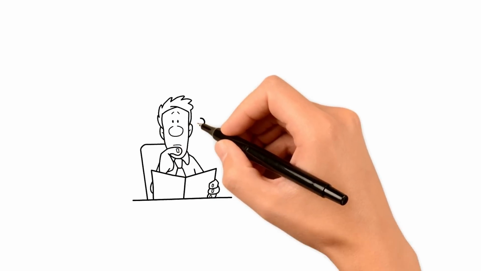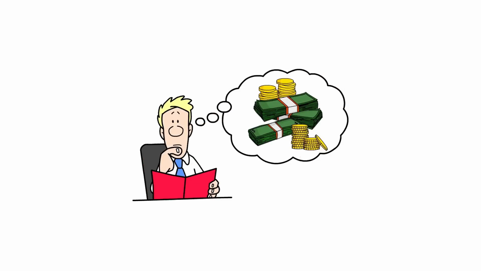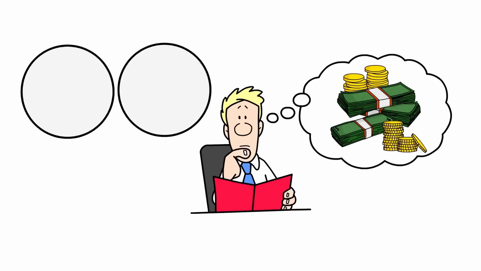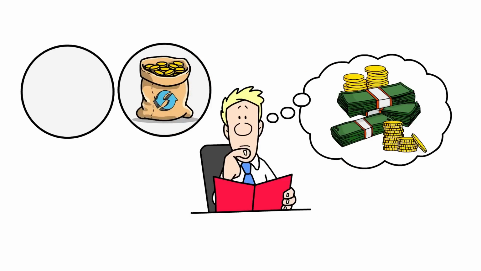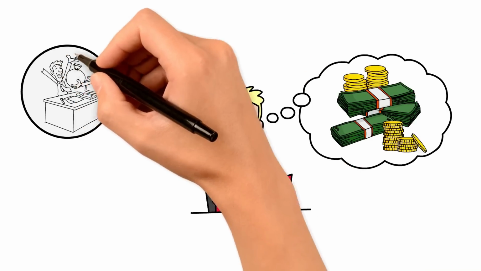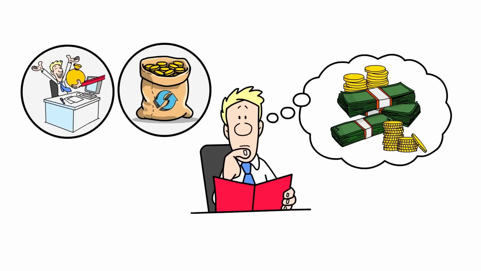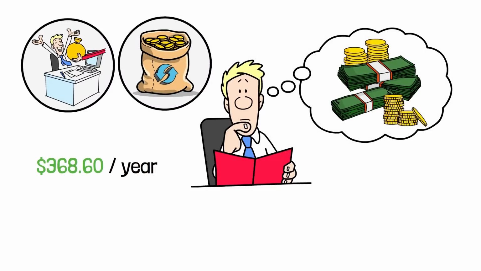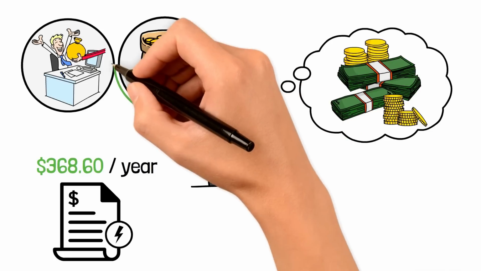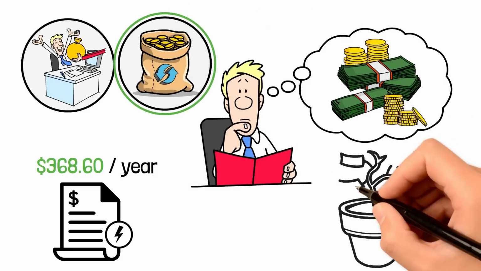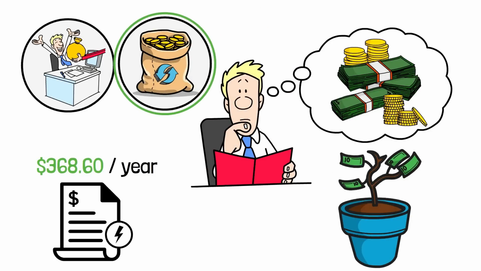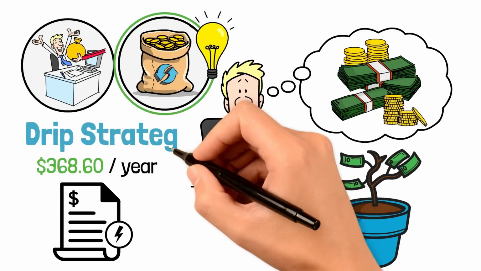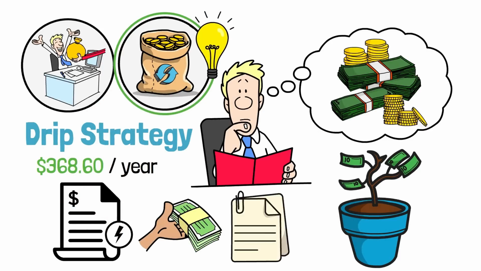Once your portfolio is set, you'll need to decide what to do with your dividends. You have 2 main options: take the cash or reinvest the dividends. Taking the cash gives you immediate income, which is great if you need the money now. For example, $368.60 per year from our sample portfolio could cover a utility bill or 2. But reinvesting dividends can significantly boost your income over time through compounding. Many brokers offer dividend reinvestment plans, known as DRIP strategy, which automatically buys more shares with your dividends.